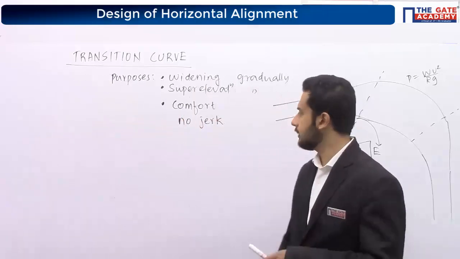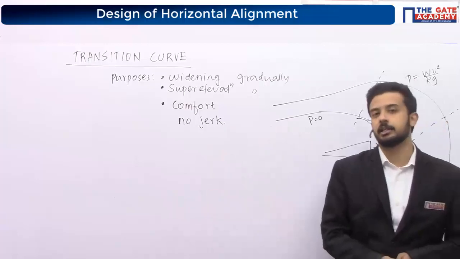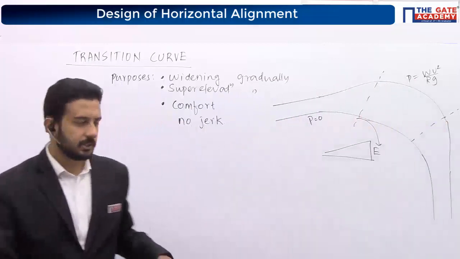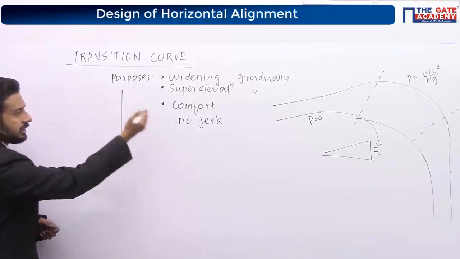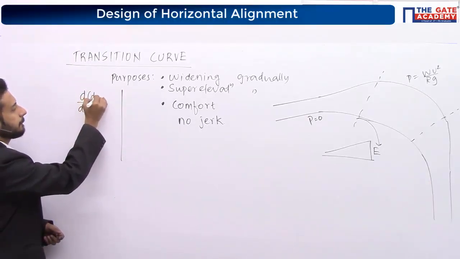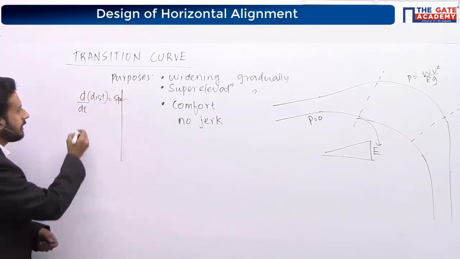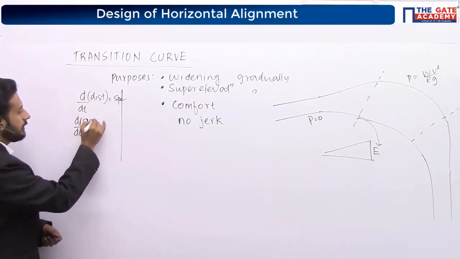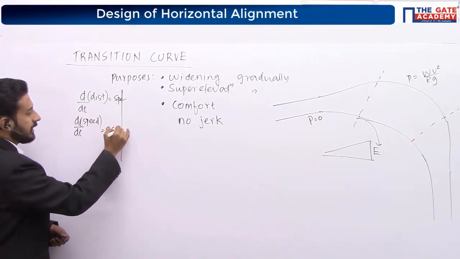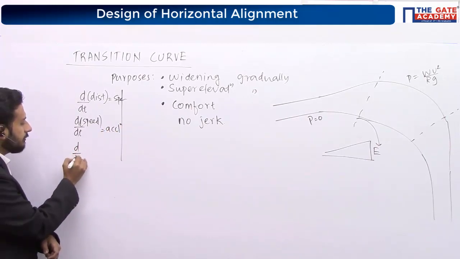The technical meaning of jerk is the rate of change of acceleration. It can be an interview question. I am going to deviate a little bit. We know d by dt of distance is nothing but your speed. d by dt of speed is nothing but your acceleration. Okay, velocity or speed. And d by dt of acceleration.